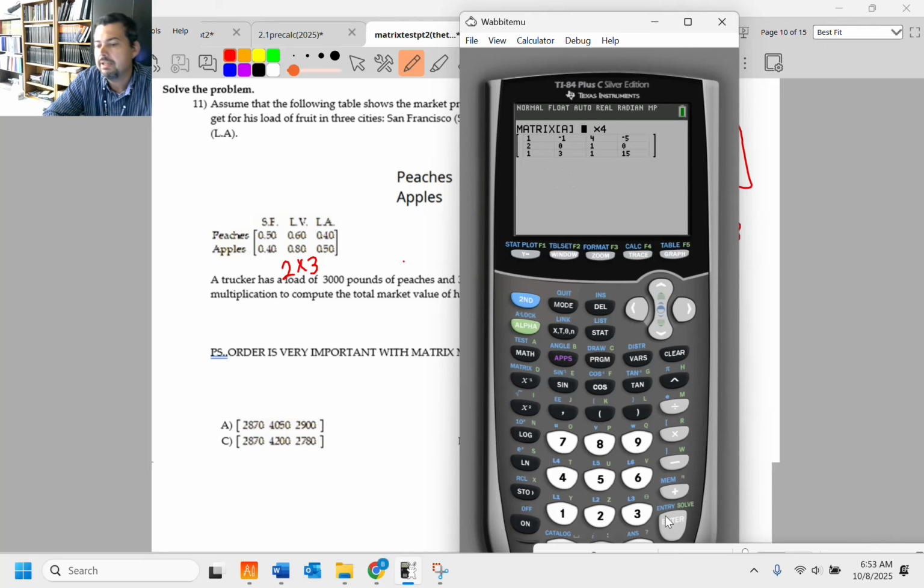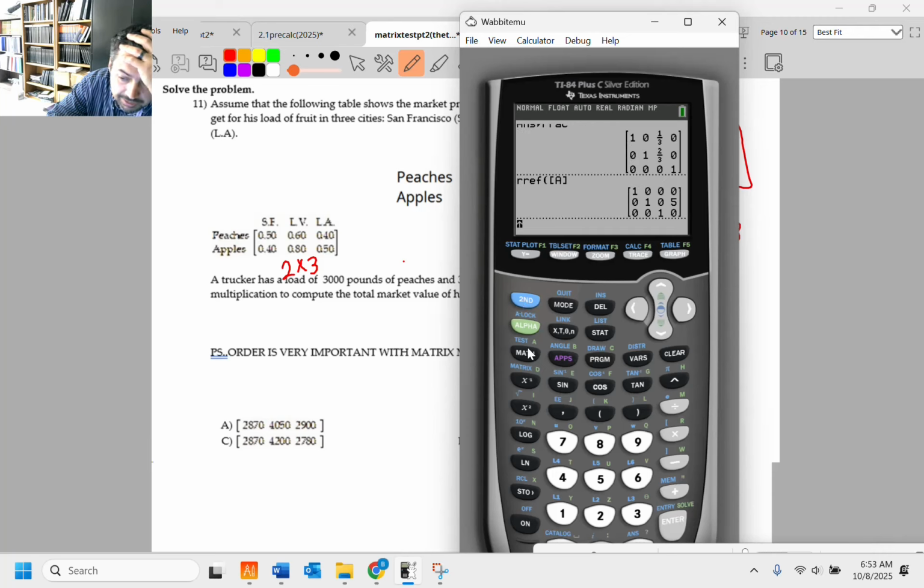So matrix A, again, is just going to be the 1 by 2. And it's about peaches and apples, and there's 3,000 of both. And we're going to take our produce to these different cities, and we're going to see what it's worth, because obviously you would want to sell it where you're going to get the most money, right? Makes sense to me.